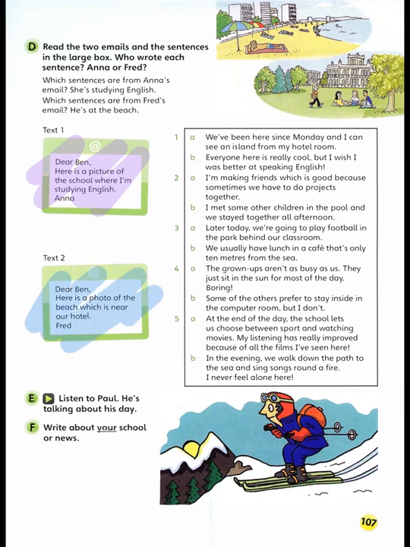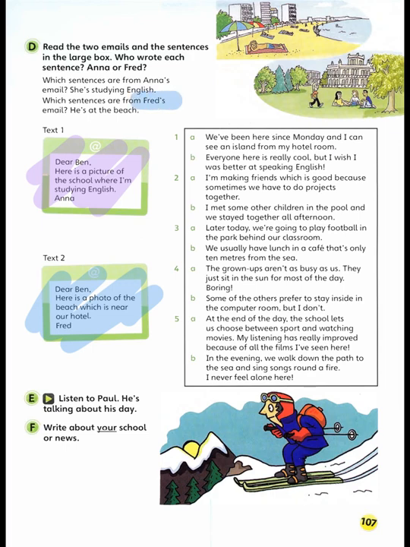These texts that we have over here are actually two letters, so you have to decide which is the correct letter that they belong to. Let's read the instructions. It says, read the two emails and the sentences in the large box. Who wrote each sentence? Anna or Fred? Which sentences are from Anna's email? She's studying English, so then we have a clue. Which sentences are from Fred's email? He's at the beach. So let's read the first one.